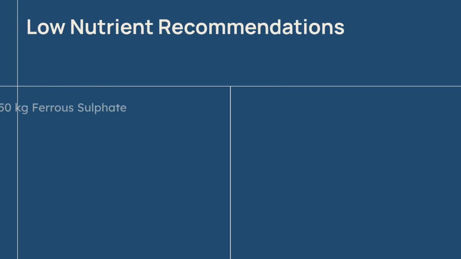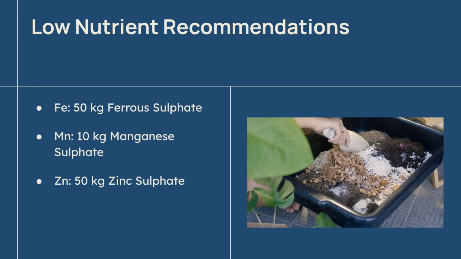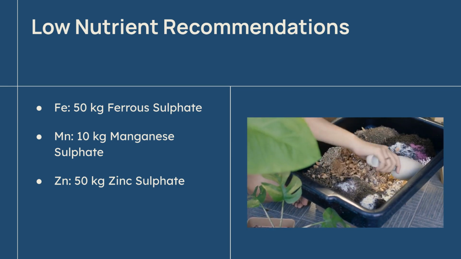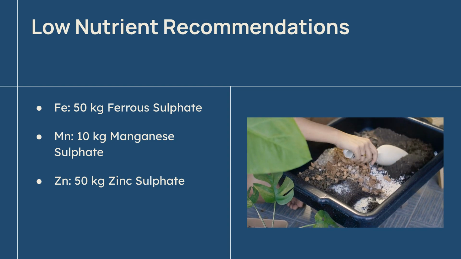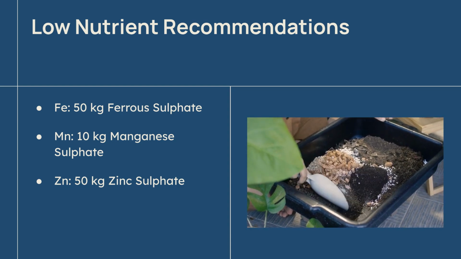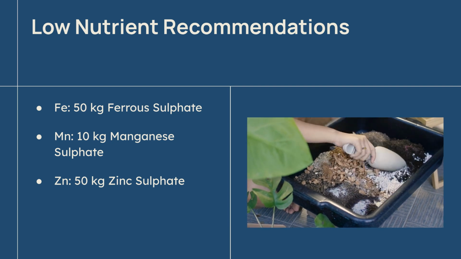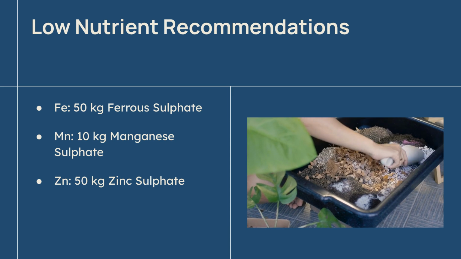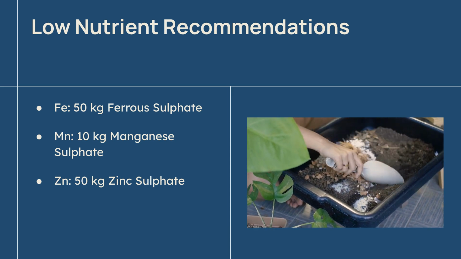If micronutrient levels are low, advise farmers on specific additions. For example, if iron is low, recommend 50 kilograms of ferrous sulfate per hectare, and for low manganese, advise 10 kilograms of manganese sulfate, generally applied once every 3 years. For low copper, 5 kilograms of copper sulfate is recommended.